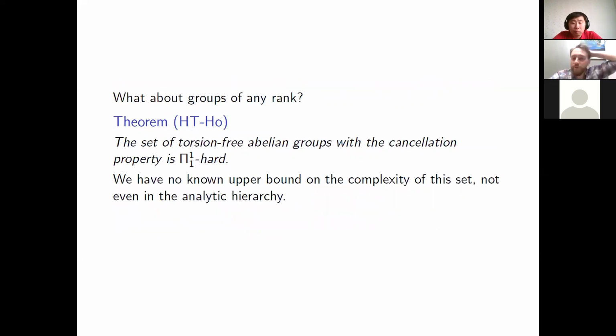Now, for groups of any rank, you can show that they're Pi 1 1 hard. We don't have any upper bound. So this is basically showing that for groups of any rank, figuring out whether things have the cancellation property is very, very hard. But it's still an open question whether there's an upper bound on how hard it is.